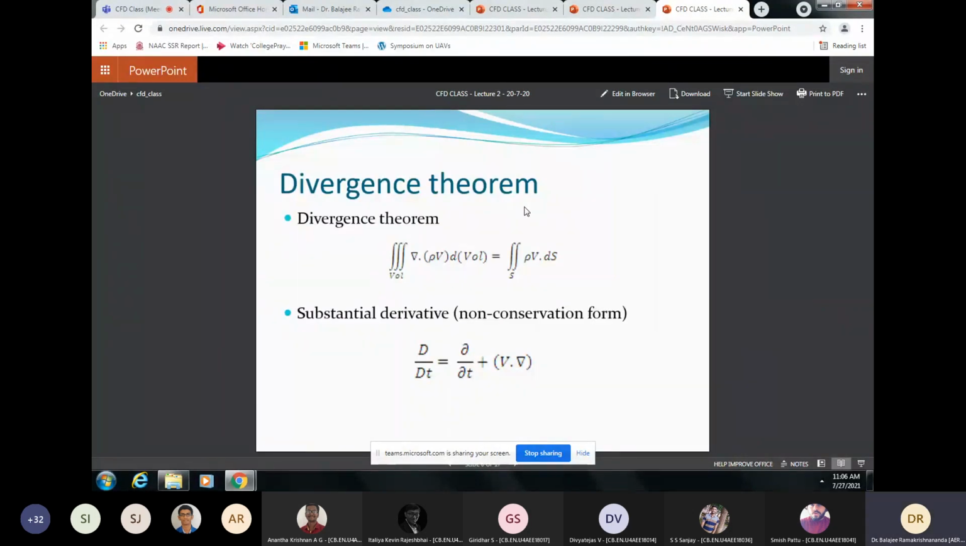So we're looking at divergence theorem and the substantial derivative or total derivative. So D by Dt is what is used in your non-conservation or Lagrangian form. The sum of the local derivative V dot del and the temporal derivative ∂ by ∂t.